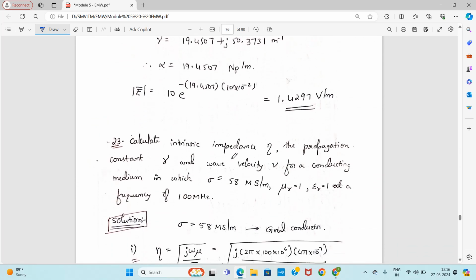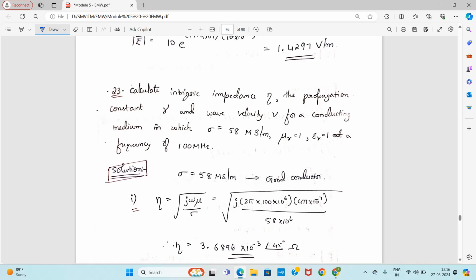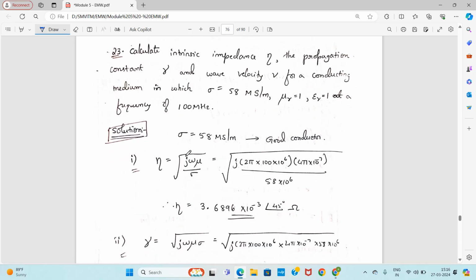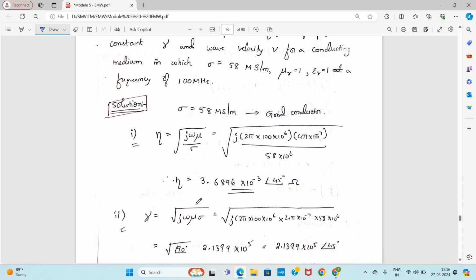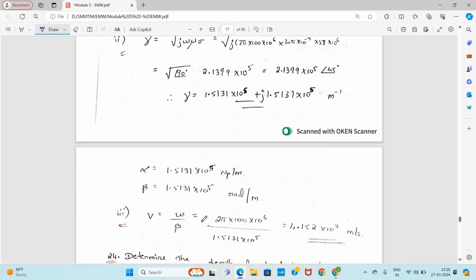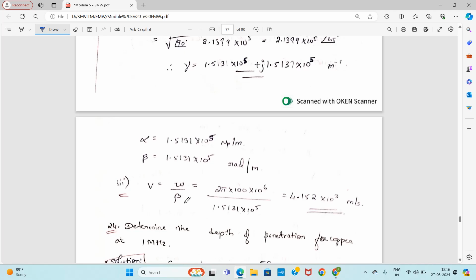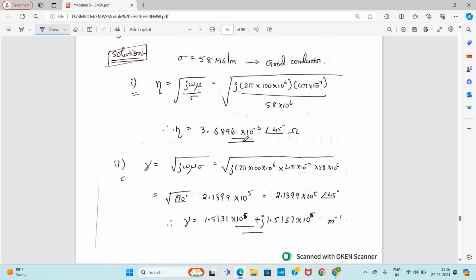Okay, next question. Calculate eta, gamma, and velocity v for a conducting medium in which sigma value is given, mu r, epsilon r, and frequency are given. So eta, gamma, and velocity equations you know for a good conductor. So for a good conductor, this is going to be the equation for eta. This is the equation for gamma, and velocity is just omega by beta. If you know the equations, it is direct substitution.